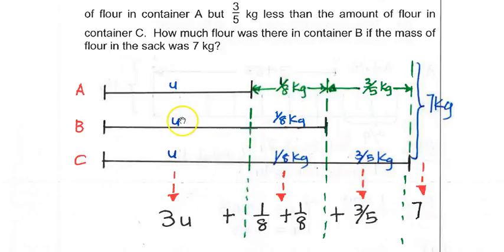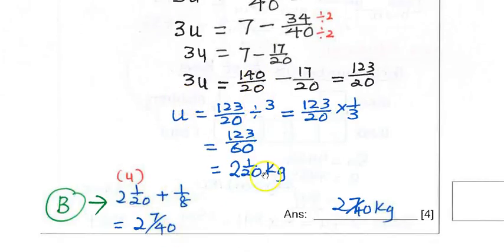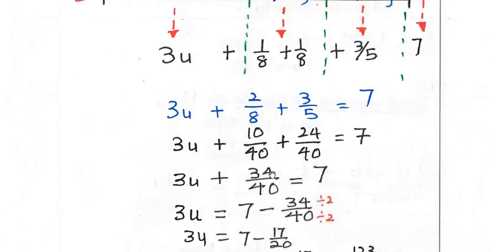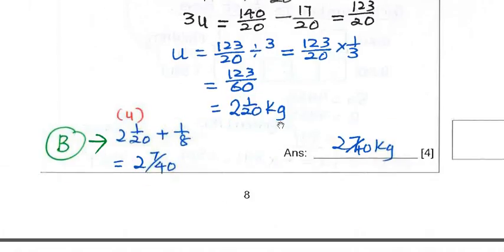First, you found out U, right? U is how many? U is 1/20. Okay, but B is U plus 1/8. So it is 1/20, which is U, plus 1/8. You get this answer. That is the answer required. Next.